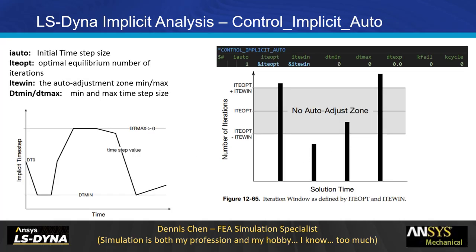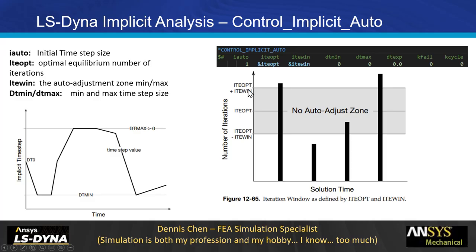The second thing we want to look at is the way auto time stepping is going to work inside Dyna, right? In Mechanical, we also have automatic time stepping, if you know what I'm talking about inside analysis settings. The IAUTO, ITEOPT, ITEWIN, this is basically represented by this graph right here. So you start with an optimal number of iterations that you want to go for per time step. Let's say I wanted this to be 20, and then ITEWIN is my plus or minus of that range. So if I set this to 10, it will auto adjust the time step between 10 and 30 iterations.